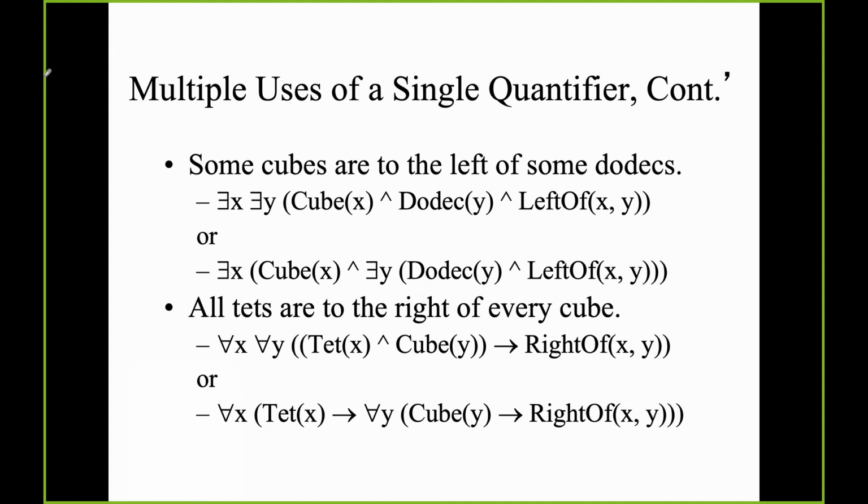Now take a look at the second example, where we've got the universally quantified sentences. All tets are to the right of every cube. So first notation, first translation: for every x and every y, if x is a tet and y is a cube, then x is to the right of y. Or every tet is to the right of every cube. Second version here now, so that's prenex form, here's nested. For every x, if x is a tet, then for every y, if y is a cube, x is to the right of it.